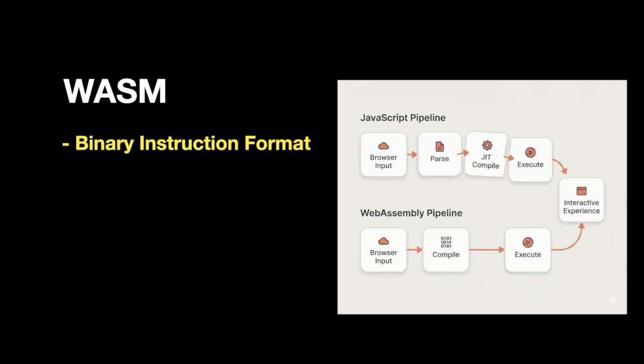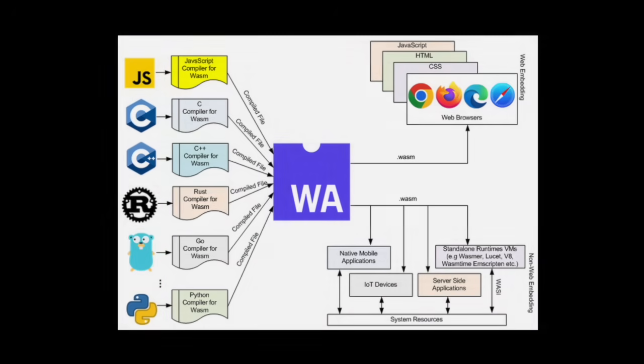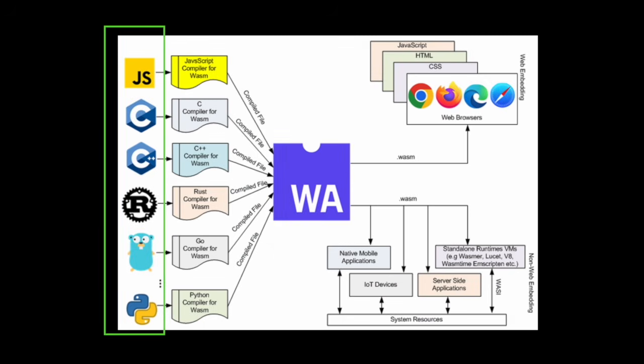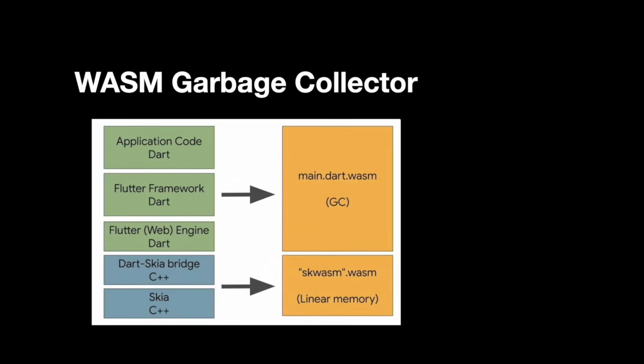Now here comes Wasm. Wasm isn't a new programming language, it's a binary instruction format. While JavaScript is a human-readable text format, Wasm is pre-compiled into a much more compact, standard format. It's not designed to replace JavaScript, but to work alongside it. This allows languages other than JavaScript to run in the browser at near-native speeds. And recently, thanks to a feature called Wasm Garbage Collector, Dart can now be compiled entirely into Wasm. This is a game changer.